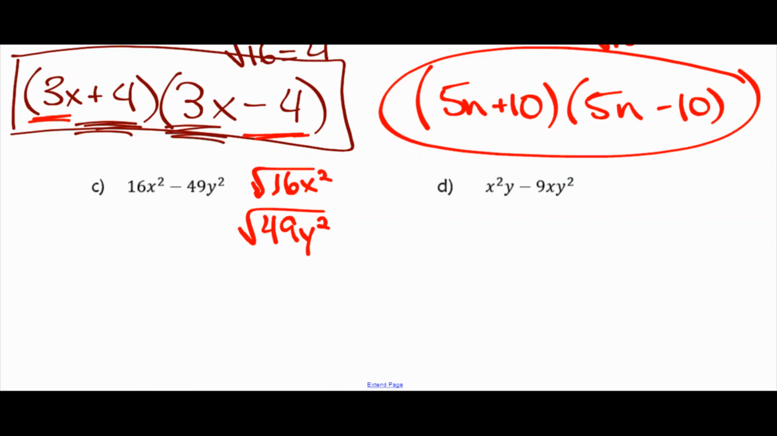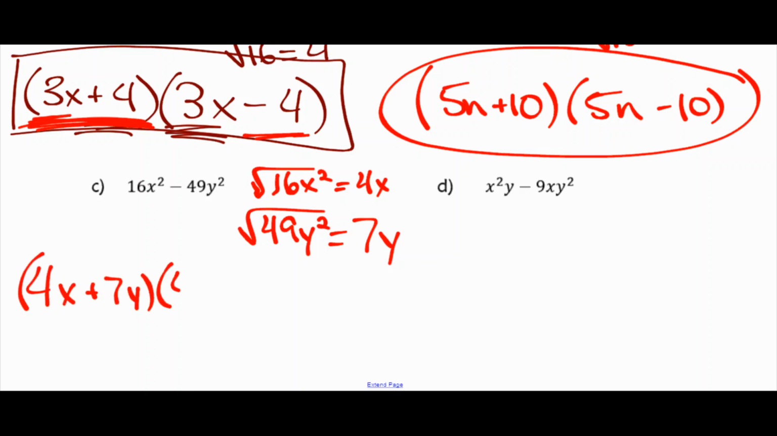So we're going to do the square root of 16x squared, which is 4x, square root of 49y squared, which is 7y. And it's the same logic, even though now we have two variables, it's the exact same thing that we did up here. We're going to write that as 4x plus 7y and 4x minus 7y.